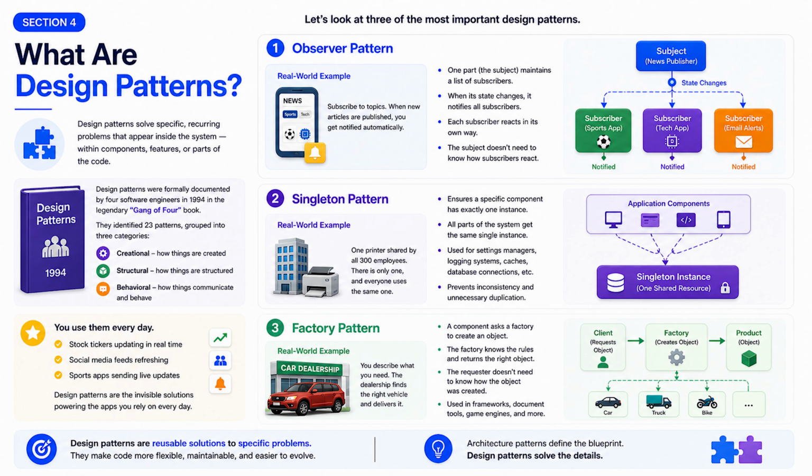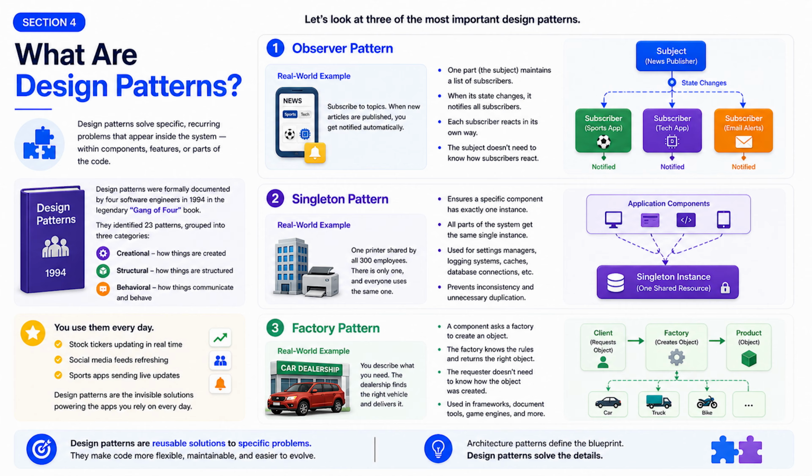The factory pattern is about creating objects without hard-coding the exact class. Imagine a car dealership. You ask for a 7-seat vehicle with 4-wheel drive, and the dealership gives you the right model. You do not build the car yourself. In software, a factory creates the right object based on what was requested.